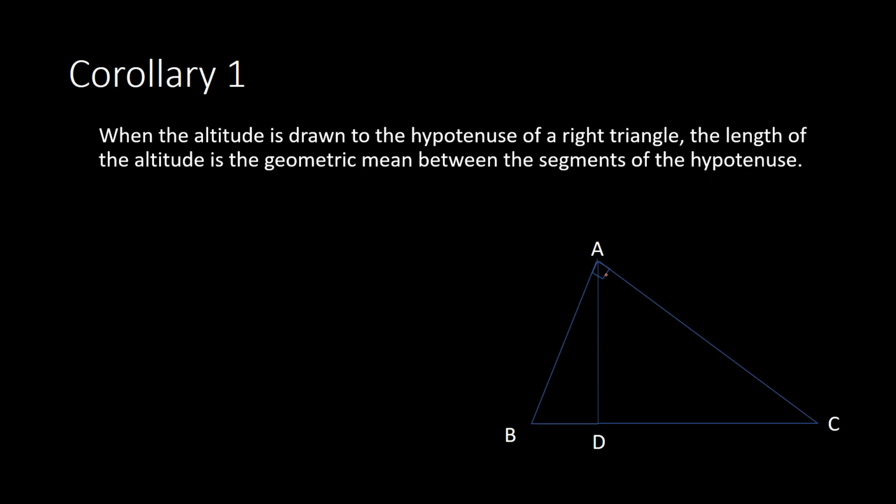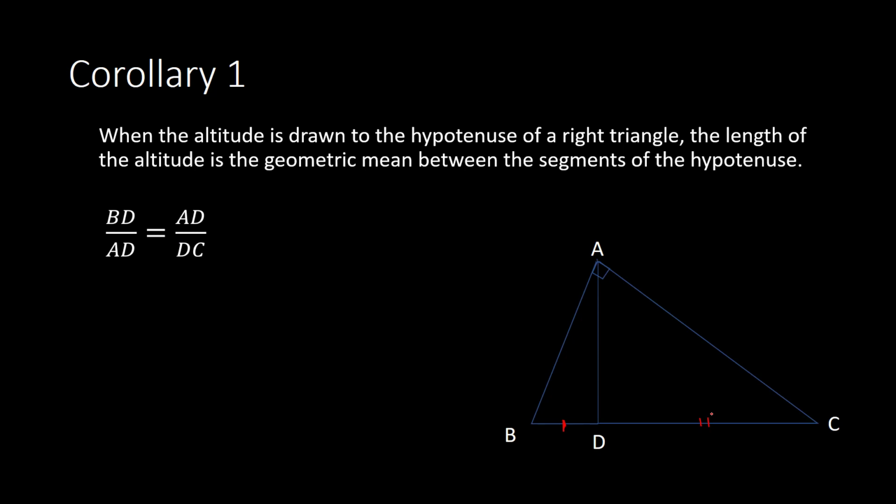So the altitude is AD, and it says that AD is the geometric mean between the segments of the hypotenuse. So we have segment BD, and then over here segment DC. So using math notation, we would say that AD is a geometric mean, so we put AD down here as the means. So AD in the bottom left and the top right. So this length of the altitude is the geometric mean. And then the other two numbers we put would be the length of BD, so right here, and then DC is the length of this segment right here.